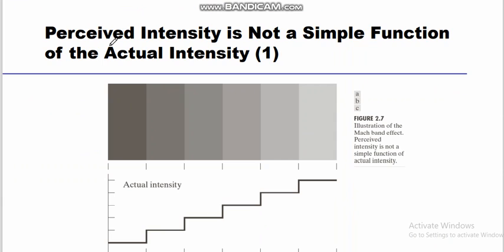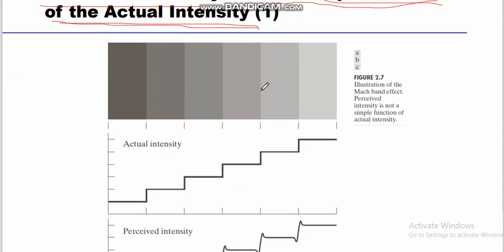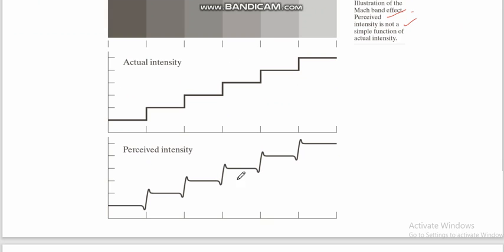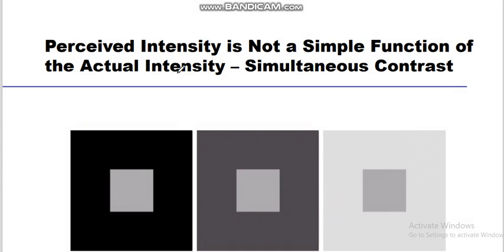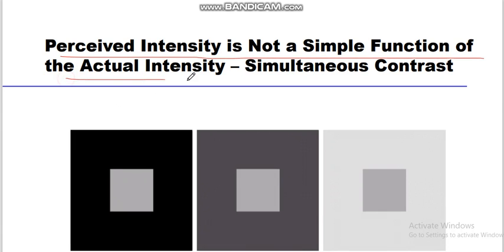Perceived intensity is not a simple function of the actual intensity. Illustration of the Mach band effect. Actual intensity, perceived intensity. This is the actual intensity, this is the perceived intensity.